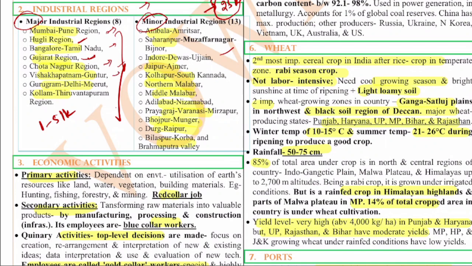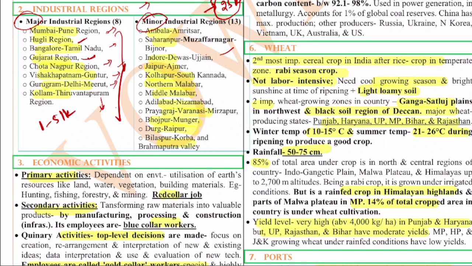Next, Visakhapatnam, Guntur. Guntur is very famous for Mirchi and other industries, and Visakhapatnam is an industrial area with a port. Like that also you can remember. Gurgaon, Delhi, Meerut. Kollam, Trivandrum. So these are the major industrial regions.